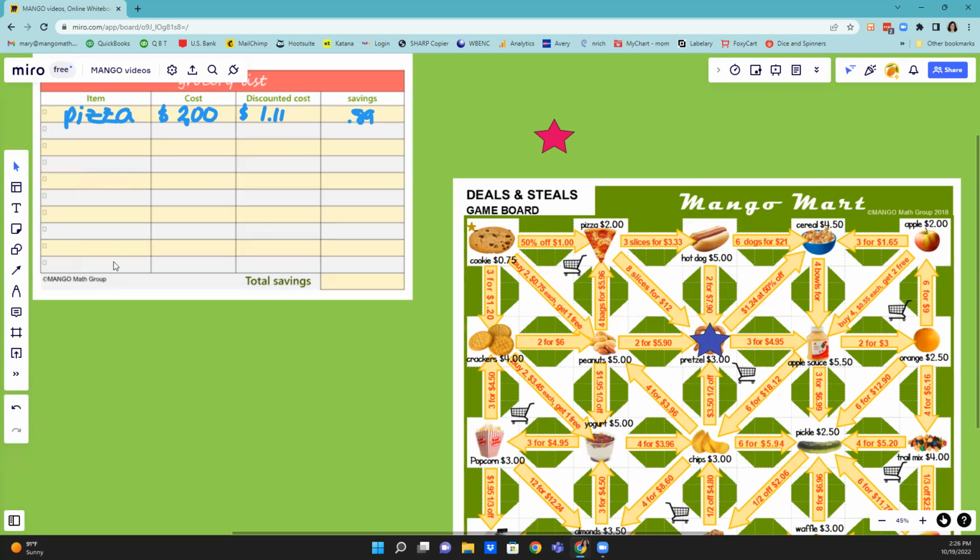They'll collect 10 items. They'll figure out the cost and the discount, how much they're saving. And at the end, they'll determine who has saved the most money, and that person wins that round.